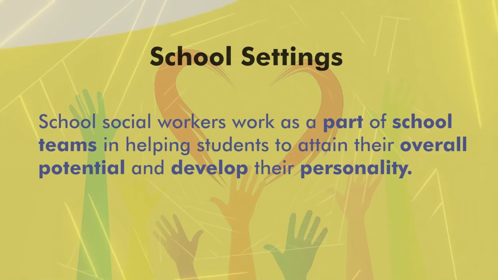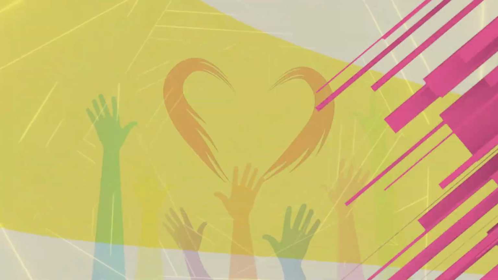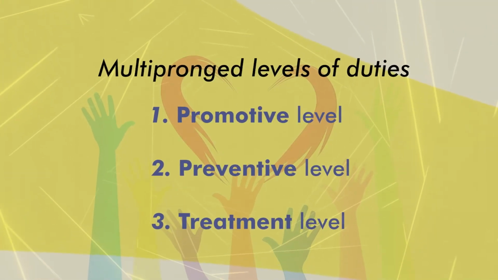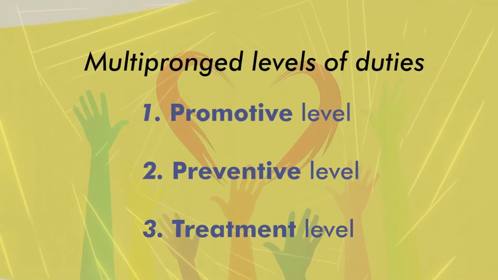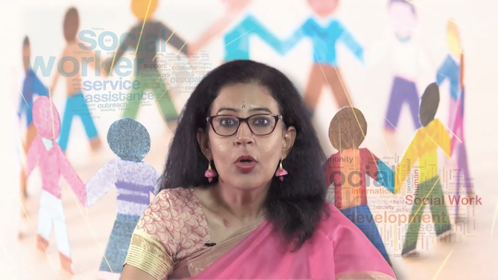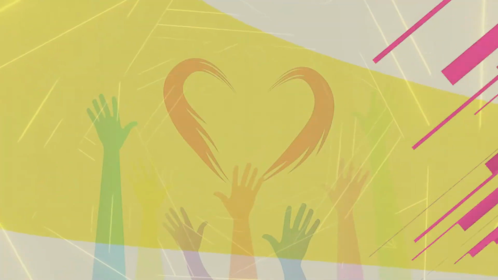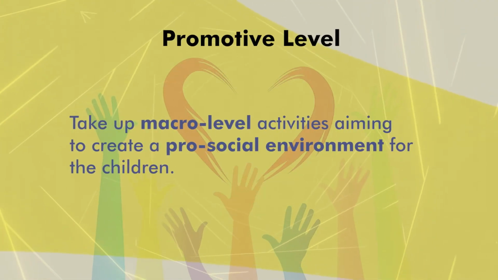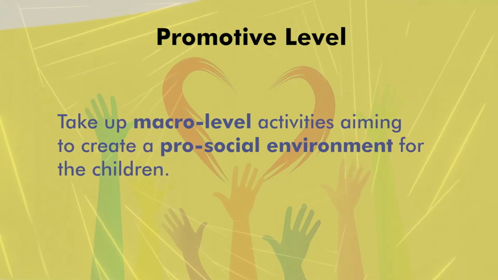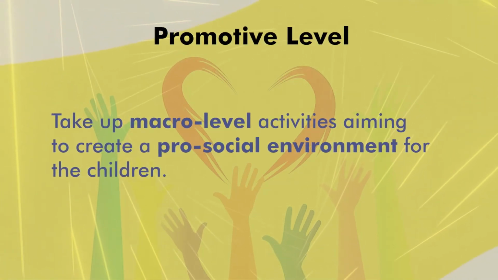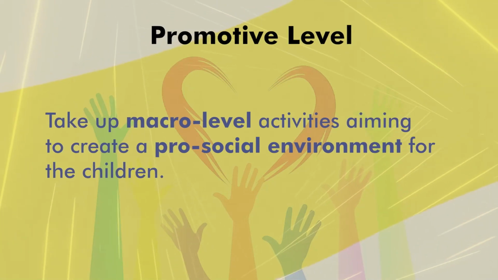In the school setting, we are working at multi-pronged levels. We are working at the promotive level, at the preventive level, and we are also looking at the treatment level. Now, when we talk about the role of a social worker at the promotive level, social workers in the school setting are engaged in macro level activities with the objective of creating a pro-social environment for the children.